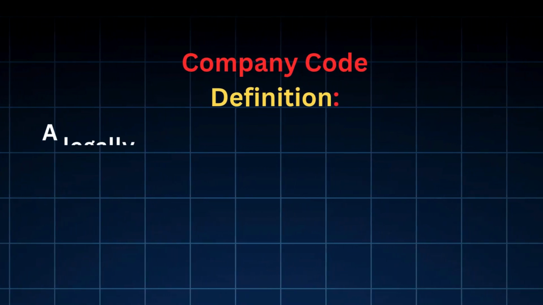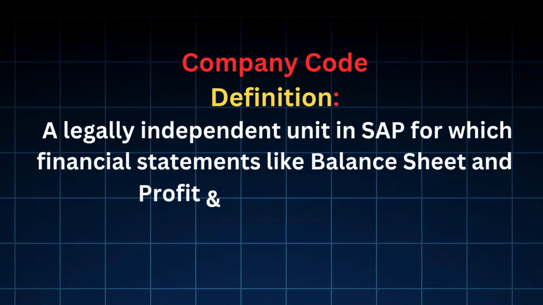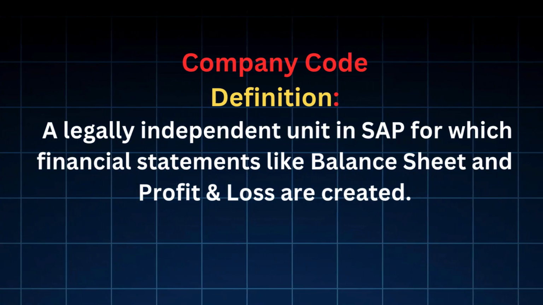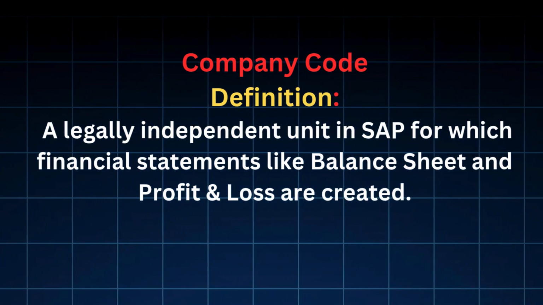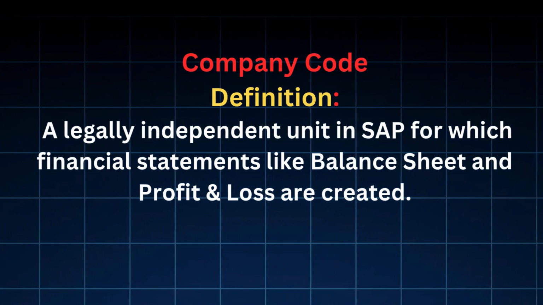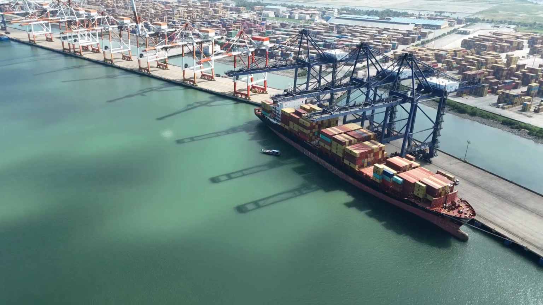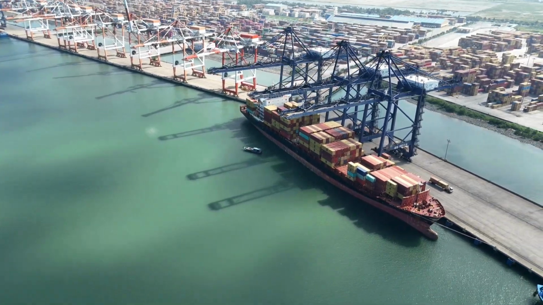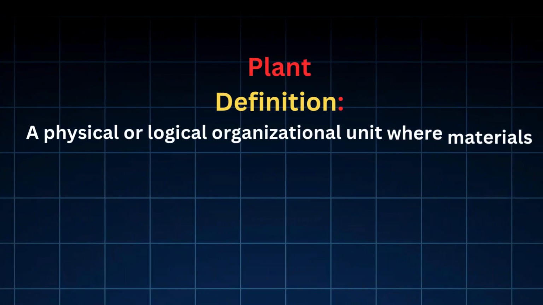Next is company code. This is the legal entity. Each and every business of the company will be created as a company code in SAP. All financial transactions are maintained and saved under the company code. For example, if your company has branches in India and US, each one may have a separate company code.